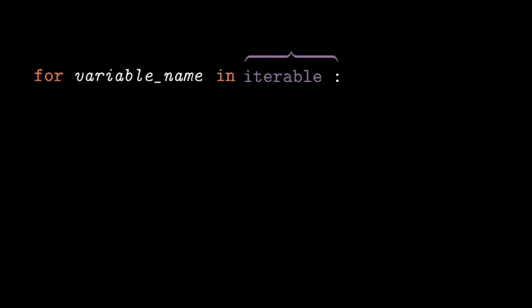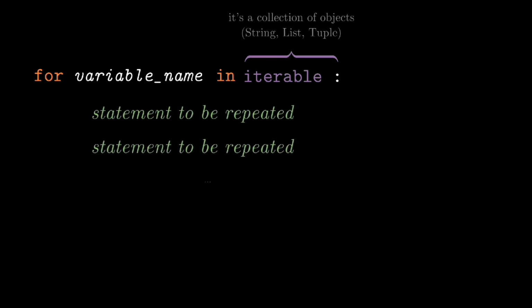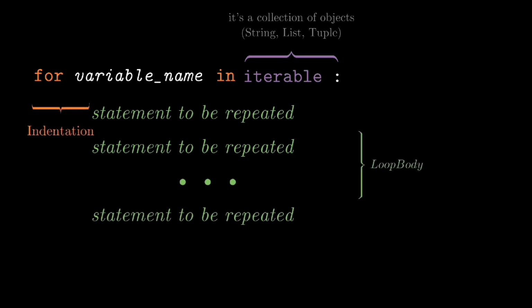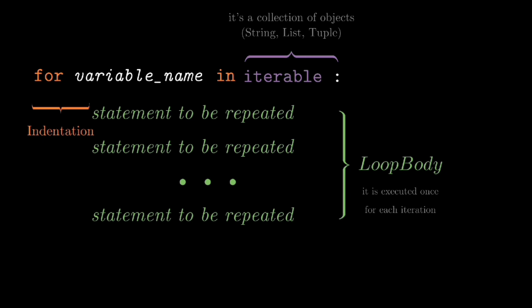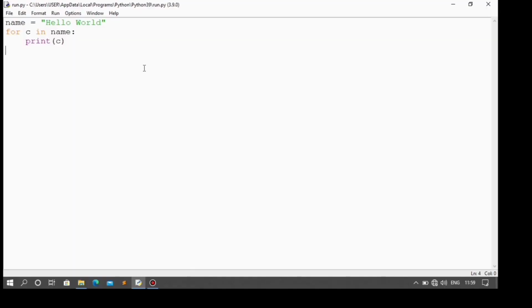So knowing this, we can modify the general structure of the for statement as for variable name in iterable, and the statement will be repeated. The iterable will be a collection of items like the values generated from the range function or list or a tuple or a string. Then the statement will be repeated is going to be the loop body. They will be repeated once for every iteration, and we have the indentation here, and the first statement must end with a colon.